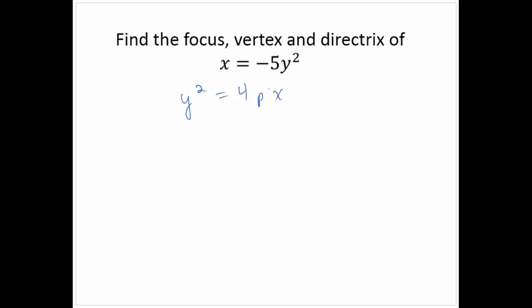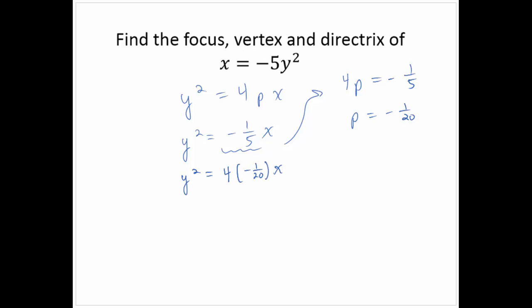All right, so dividing through by negative 5, or multiplying by negative 1/5, I can write that y squared is negative 1/5 x. So now that negative 1/5 needs to be 4 times p, so 4 times p is equal to negative 1/5. And so multiplying by 1/4, p is negative 1/20. So what that means is I can write this equation as y squared is 4 times negative 1/20 times x. All right, so what does that tell me?